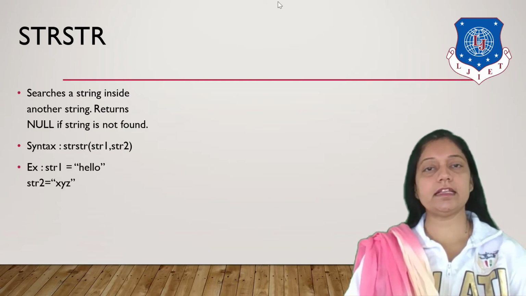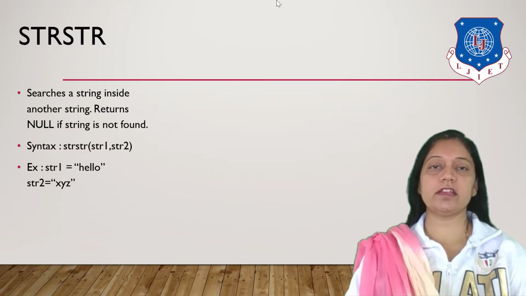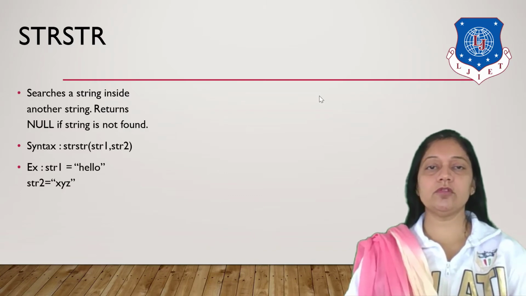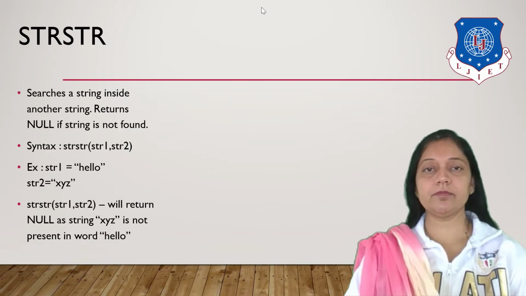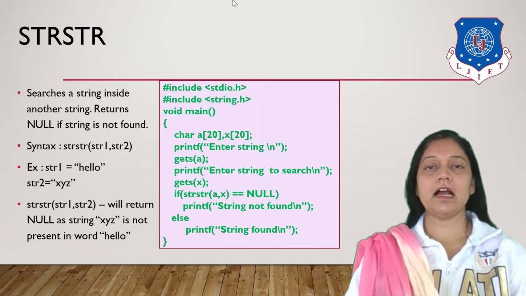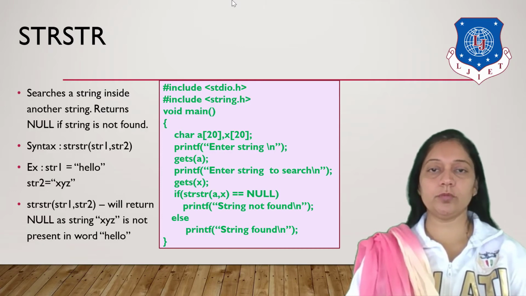Let's understand this with an example. So I have two strings: str1, in which I have stored hello world, and str2, in which I have stored xyz. Now I want to search whether xyz is present in hello world or not. So I'll use the function strstr(str1, str2). Now since xyz is not present in hello world, I'll get the result as null. Let's see how you're going to write the program of strstr and test the output.